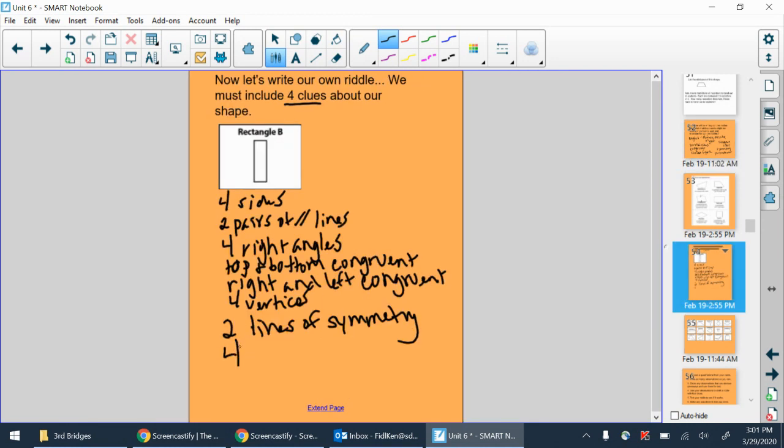I'm going to say there's 4 perpendicular lines. Alrighty, and it's a closed figure.